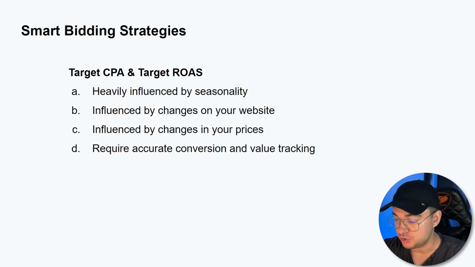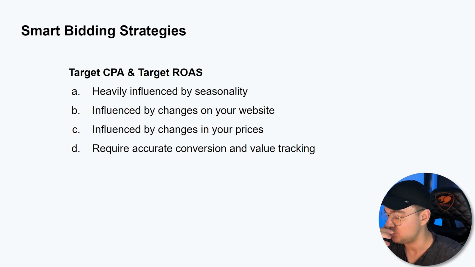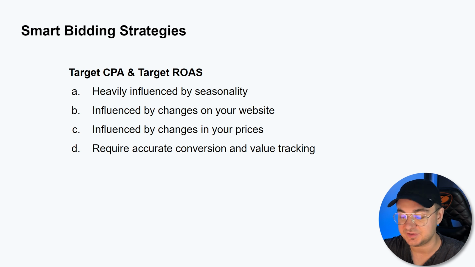What's important to note about target CPA and target ROAS strategies is that their performance is going to be heavily influenced by seasonality. It's also going to be influenced by changes on your website and changes in your pricing. And in addition, you need to be sure that you have accurate conversion tracking and value assignment on your website, because if you don't, Google's algorithm will be optimizing in the wrong direction.